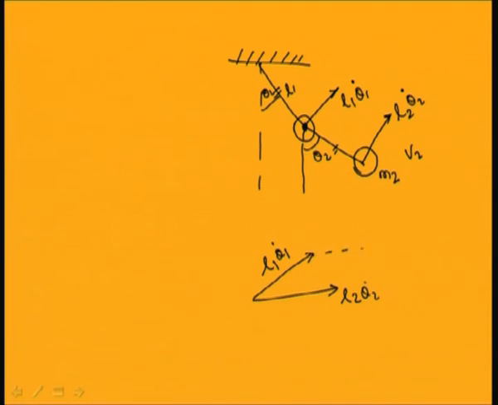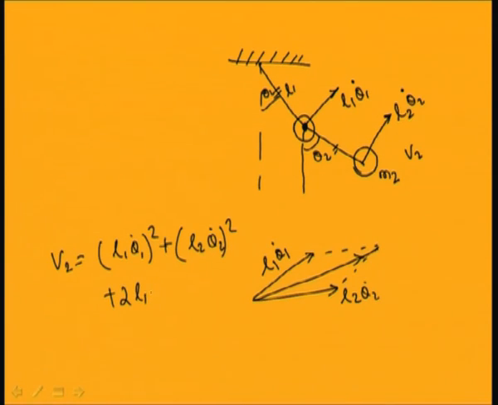So you may use the parallelogram law to find the velocity, and already you know this velocity V2 can be written as (L1 theta 1 dot) square plus (L2 theta 2 dot) square plus 2 L1 theta 1 dot L2 theta 2 dot into cos of the angle between these two, which becomes theta 2 minus theta 1. So this is the expression for velocity of mass 2.